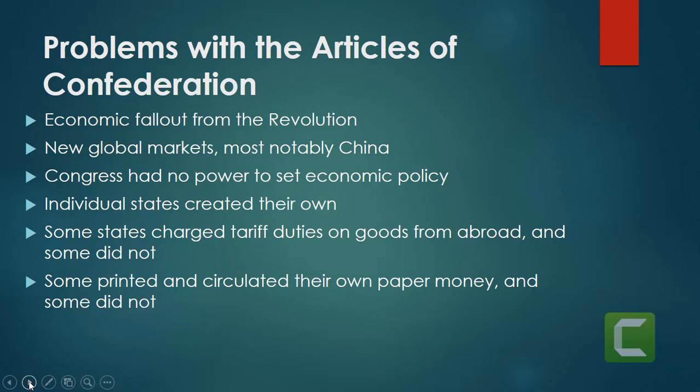Instead, you have 13 different states making 13 different sets of rules about everything. And it creates a huge amount of chaos in the business community. And that's, of course, not something the business community wants. They want stability and consistency so that trade operates the same regardless of where you go in the United States. And that is just not happening under the Articles of Confederation. In fact, that can't happen under the Articles of Confederation.